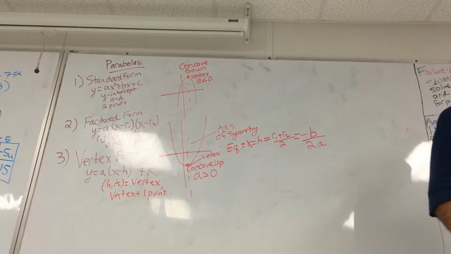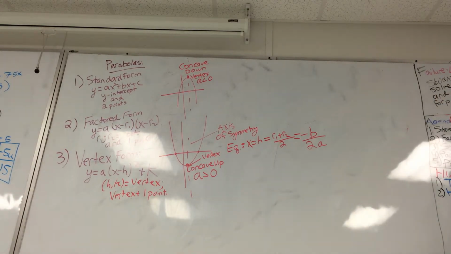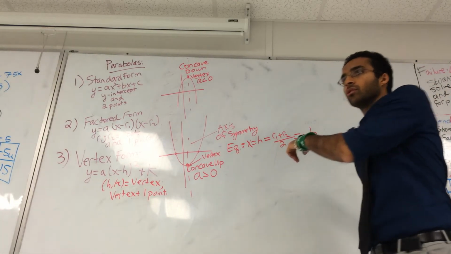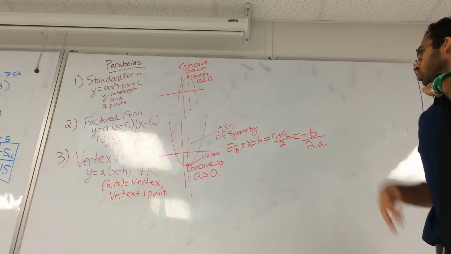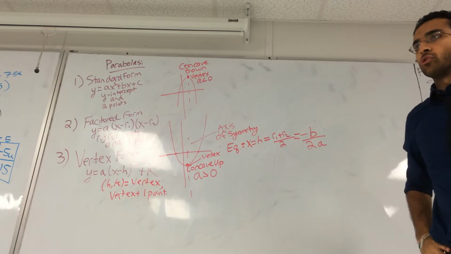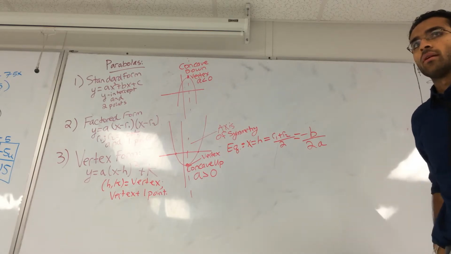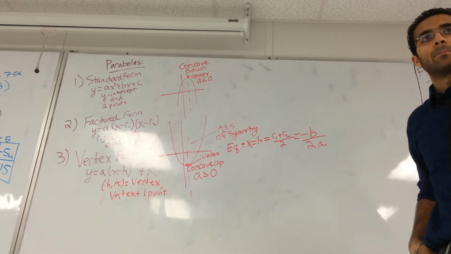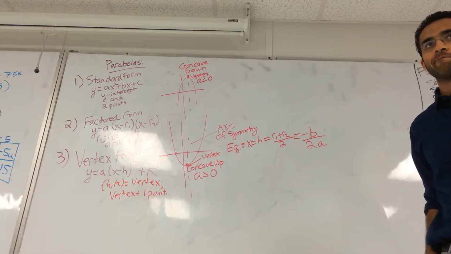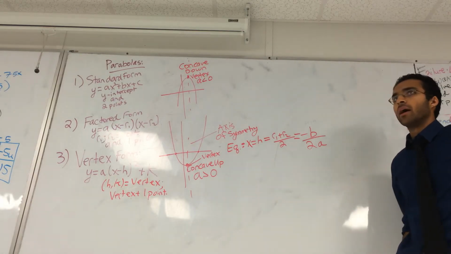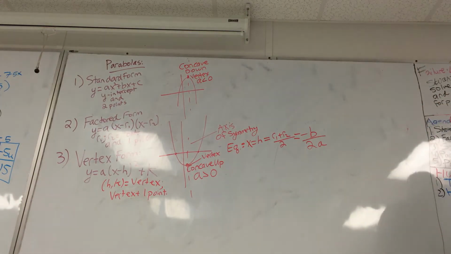All right. Last thing here. Any questions on this? Yeah, Jimmy? x equals h, which equals r1 plus r2 divided by 2, which equals negative b over 2a. B is gonna be the y point. Can't remember. No. So one last thing.